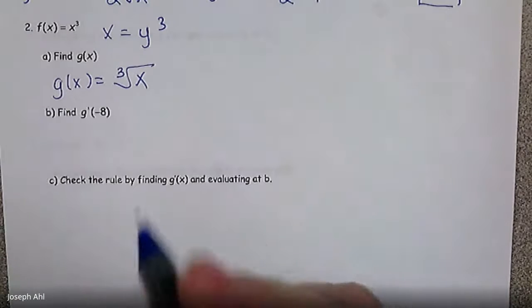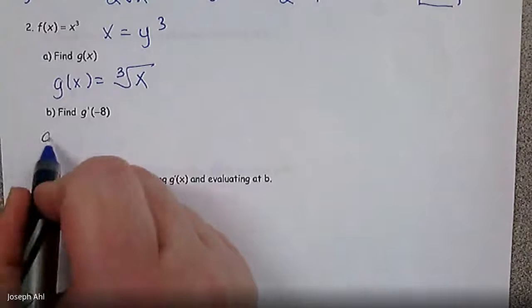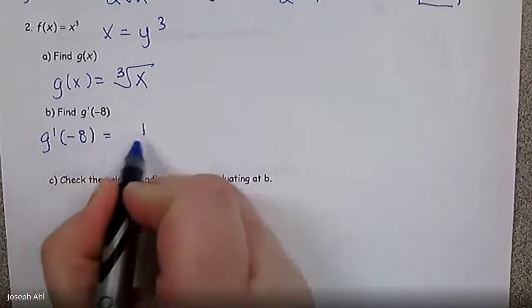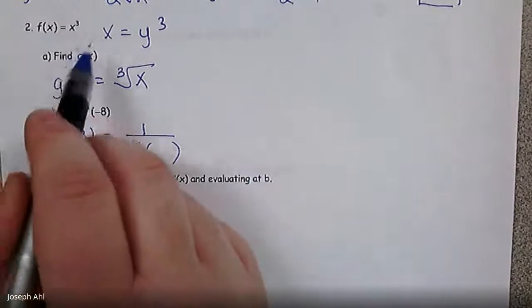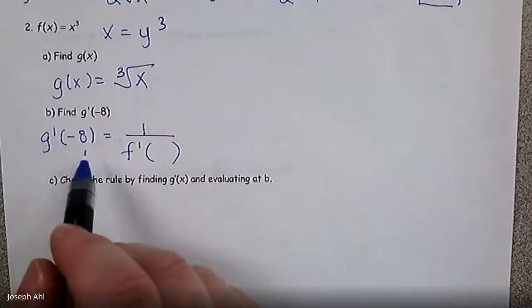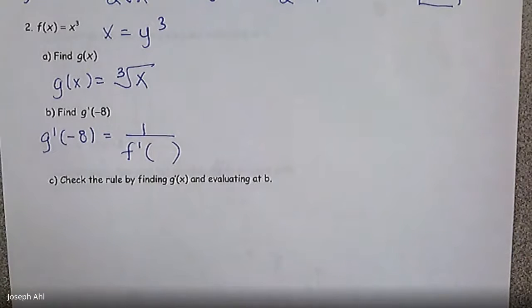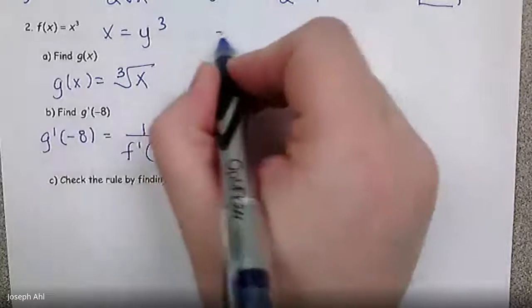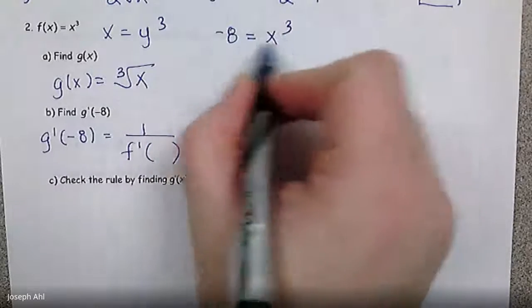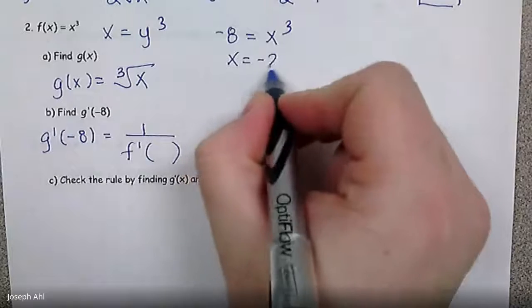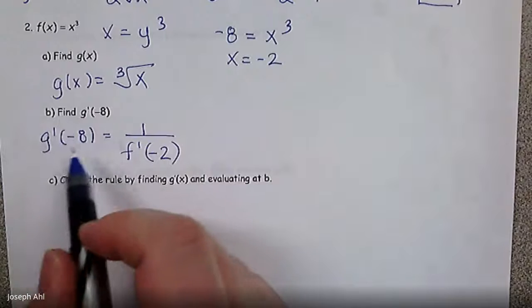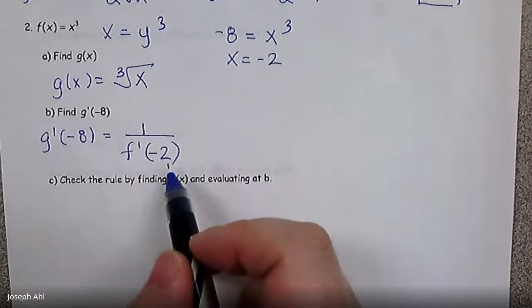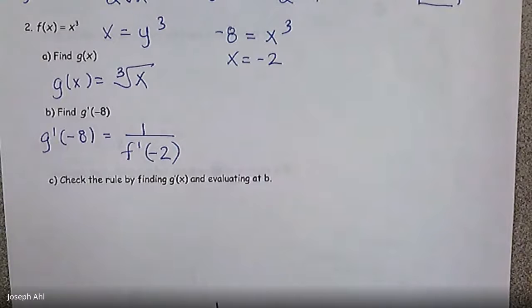So let's find g prime of -8. And we're going to use the rule. So g prime of -8 would equal 1 over f prime. It's the reciprocal slope. We have to figure out what input to the function f of x gives you an output of -8. And you can probably think of that quickly in your head. If not, you're just going to set -8 equal to x cubed, take the cube root of both sides, and get that x equals -2. So the slope of the tangent line on the inverse at -8 is the reciprocal slope when you input -2 to the original function's derivative.